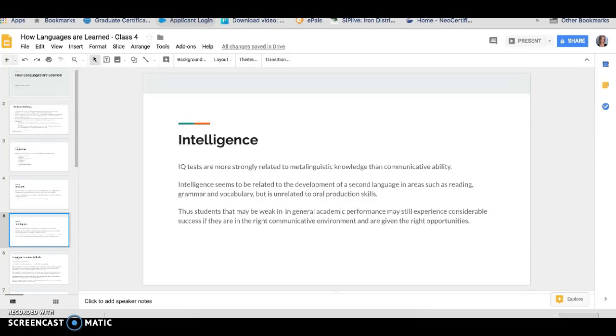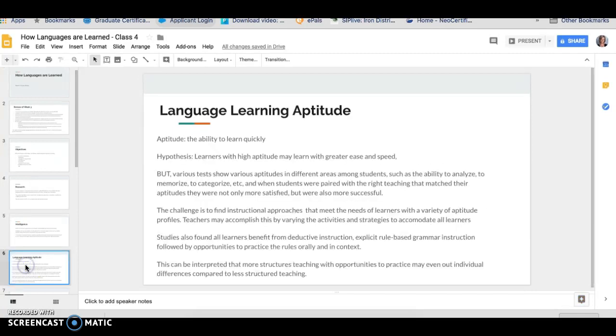And so IQ does not necessarily, well, there is no correlational study to show that it directly relates or doesn't relate to language acquisition. The next thing that we'll talk about is language learning aptitude. An aptitude is the ability to learn something quickly. The hypothesis in this test was that learners with high aptitude would have the ability to learn with greater ease and learn something quickly or more quickly.